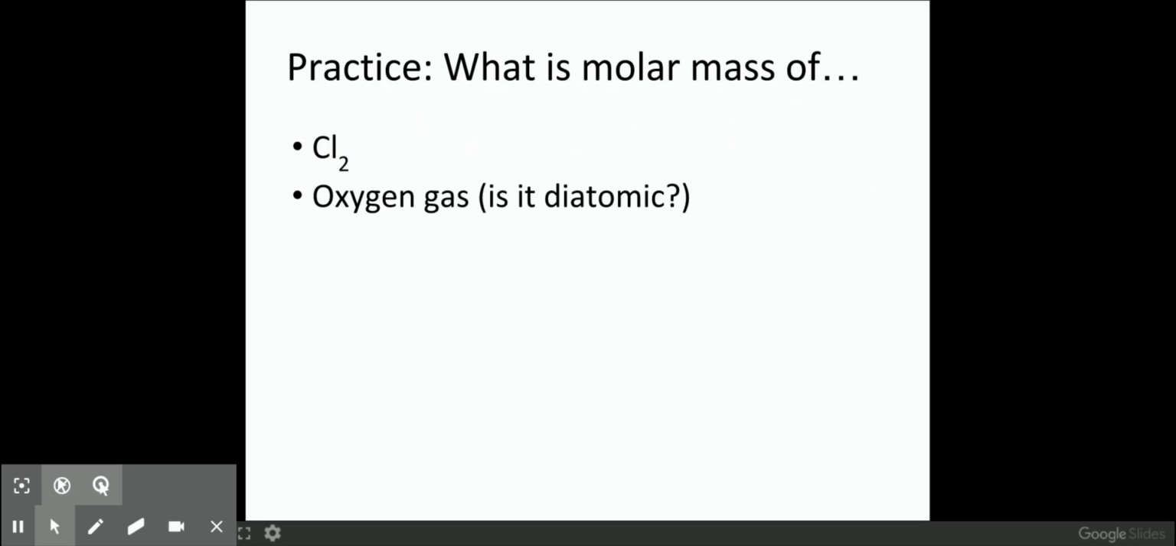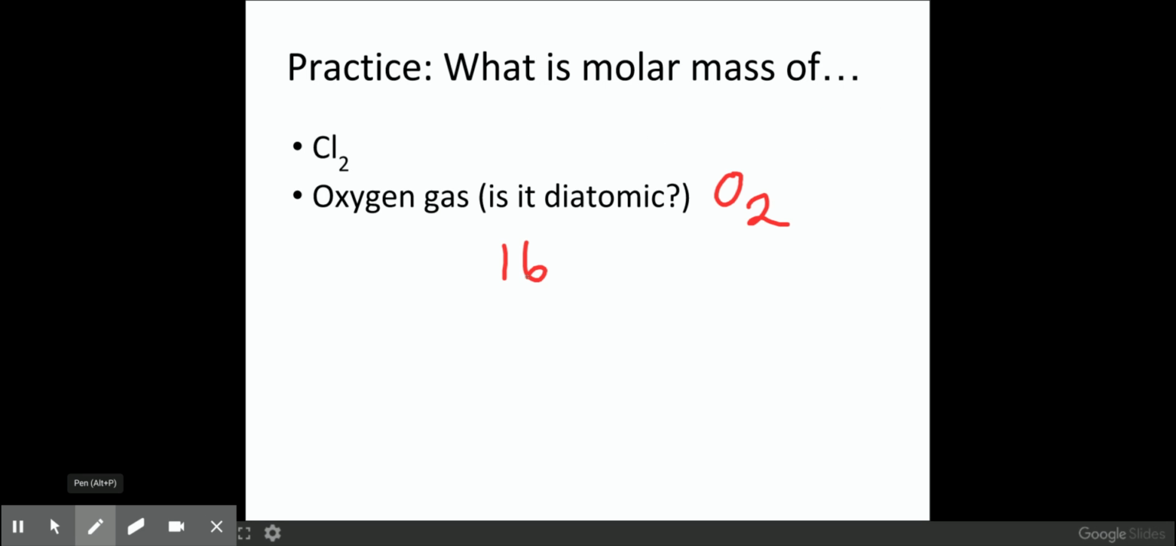Okay, here's the next one. It says the molar mass of oxygen gas. Well, you have to ask yourself if that's a diatomic element, and it is. So we would know that the formula for oxygen gas is O2. And that's going to help me when I figure out my calculation. I'm going to look on my periodic table and find that the mass of oxygen is 16 grams. And then I times that by 2. And that's going to give me 32 grams per mole.